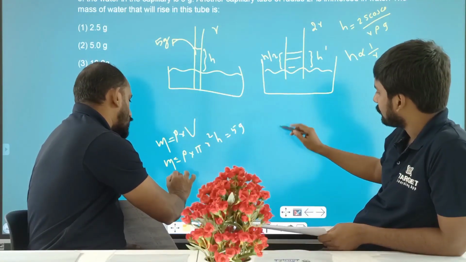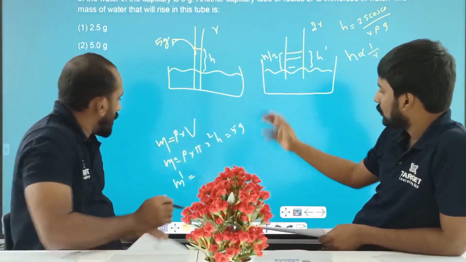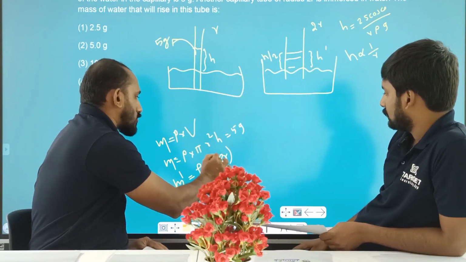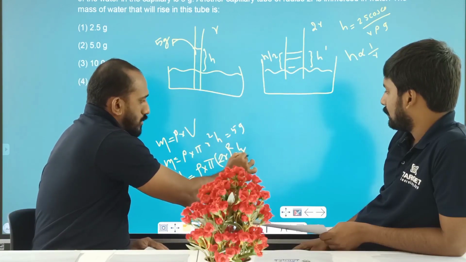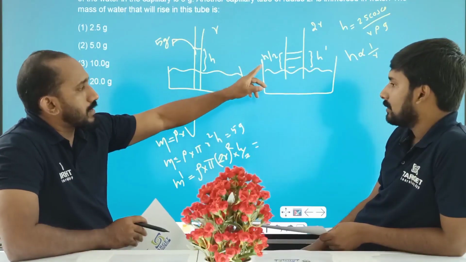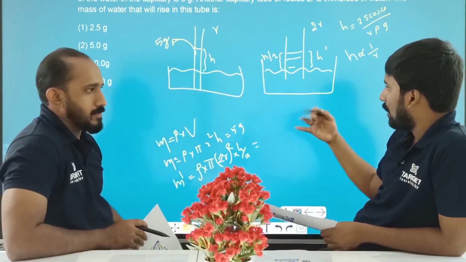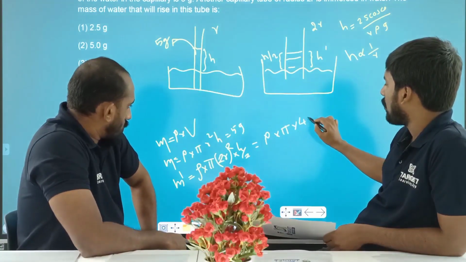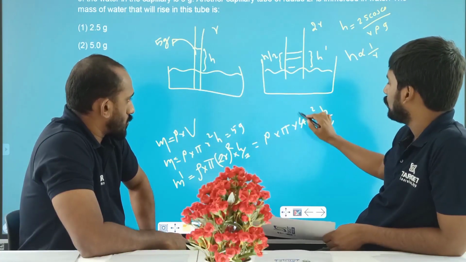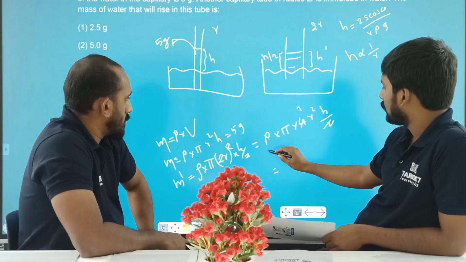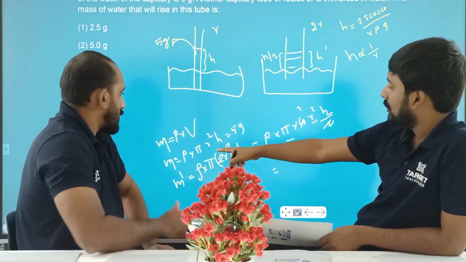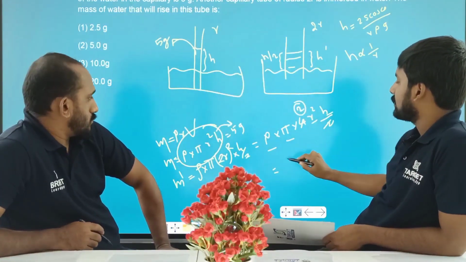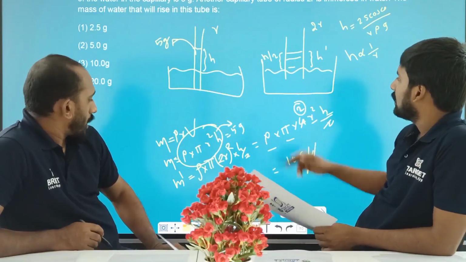Now M dash we can also write. Rho is the same, into pi into (2R) square into h by 2. We found that as the radius doubled, h is halved, if all the other criteria are the same. So rho into pi into 4 r square h by 2. The 2 cancels, and we get 2 into rho pi r square h, which is 2 into 5, so it is 10 gram. 10 gram is the answer for the mass M dash of the new liquid.